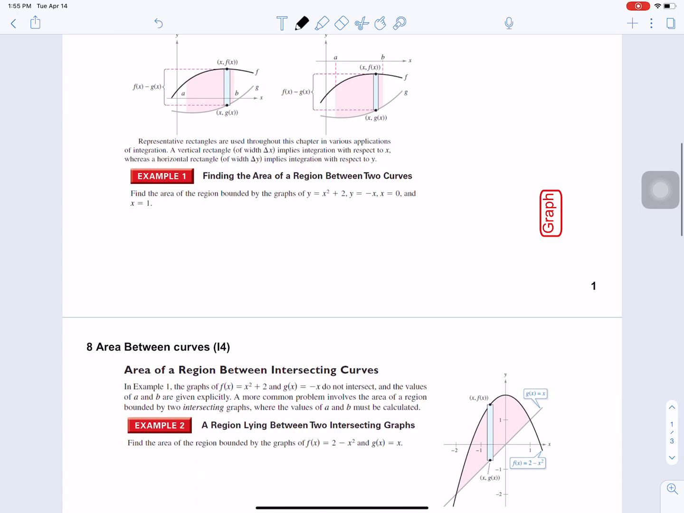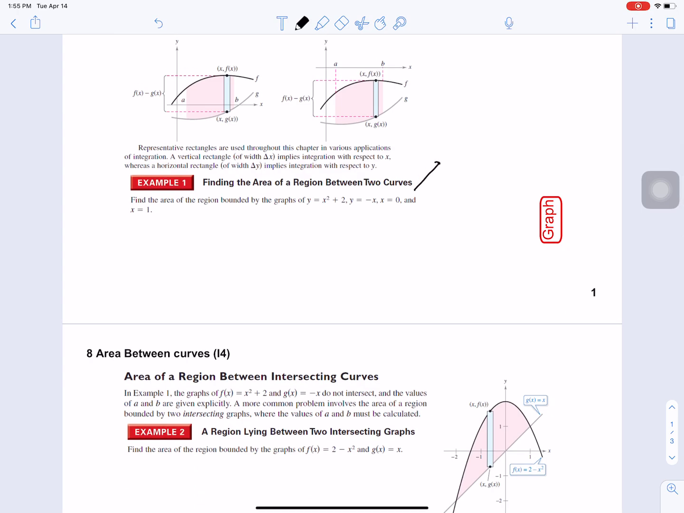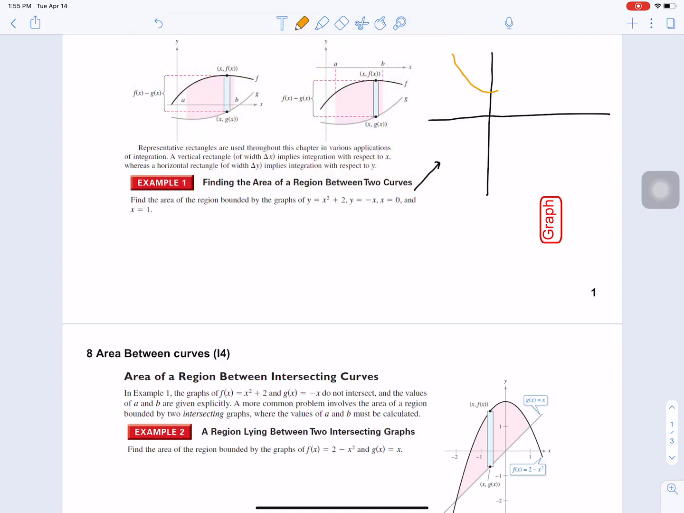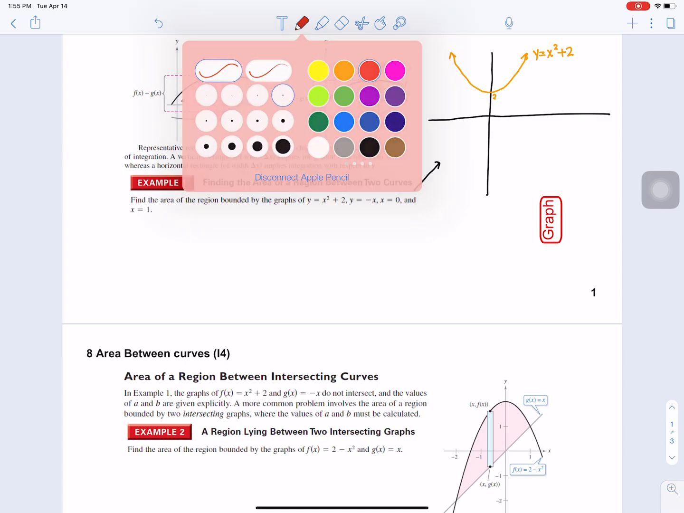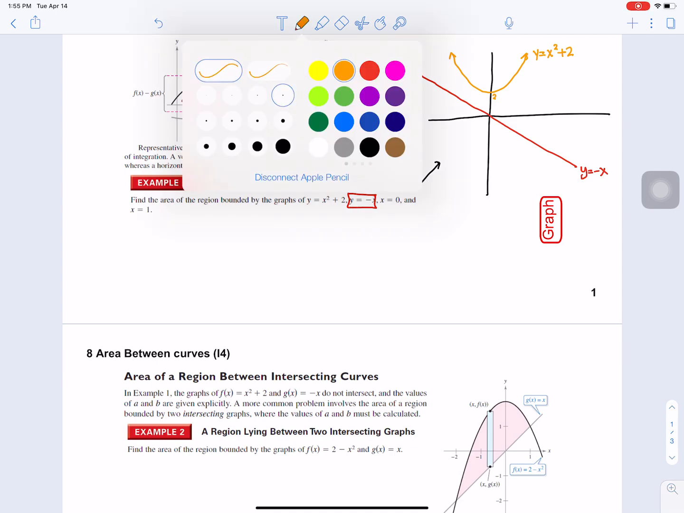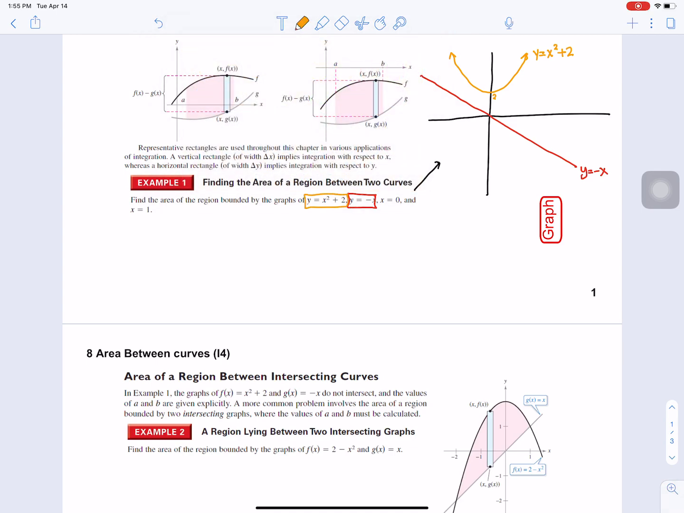So let's go through and actually find an example. So I'm going to go through this example here. I'm going to do the graph up here. So they give me a function y equals x squared plus 2. I'm going to draw that in orange. So there's my function x squared plus 2. My vertex would be at 2 because the parabola has been moved up 2 units. I want to draw the graph of y equals negative x, which is given in the question. Let's highlight the parabola with that.